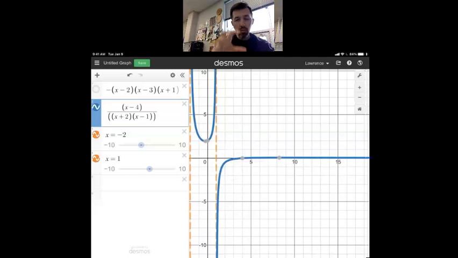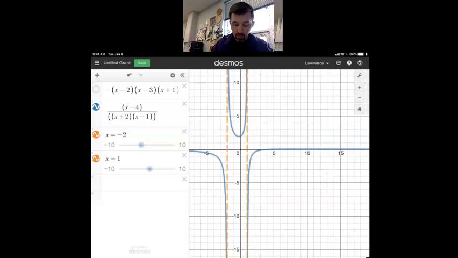Where the other ones are more, this one's above, this one's below. So as we draw that, we'll try to make note of that.